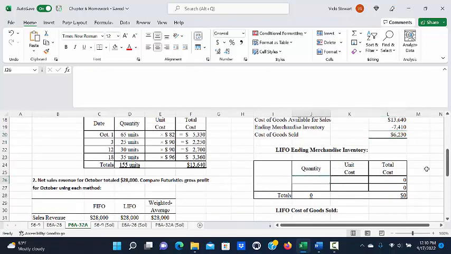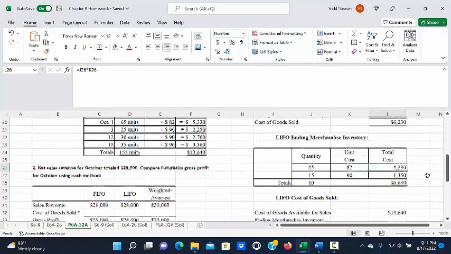Next, we're going to do the LIFO ending merchandise inventory. So remember, LIFO is last in, first out. So the ending merchandise inventory will consist of the items in our beginning inventory and our oldest purchases. So we start out with 65 units that were in beginning inventory at $82 each. And then we need 15 more units to have 80, and those are going to be at $90 each.